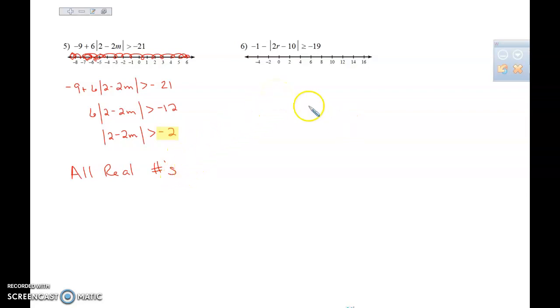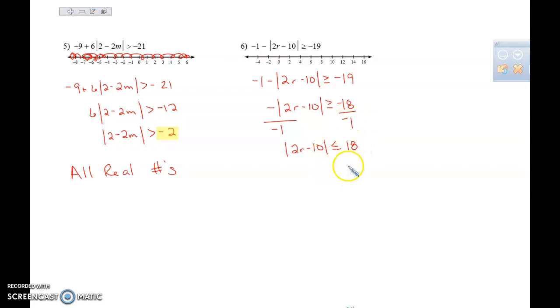Okay, so let's go ahead and take a look at number 6. Number 6, negative 1 minus the absolute value of 2r minus 10 is greater than or equal to negative 19. All right, so first thing we got to add this 1 to the other side. So we got negative absolute value 2r minus 10 is greater than or equal to negative 18. You're going to divide by negative 1 to get rid of the negative out in front. That means we need to flip this inequality symbol. So absolute value of 2r minus 10 is less than or equal to 18.